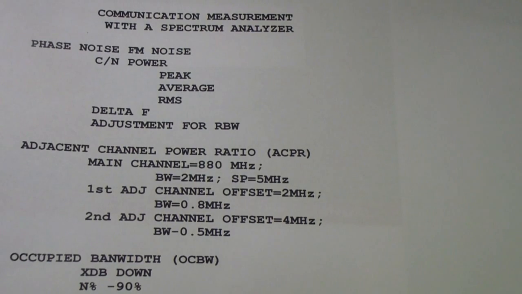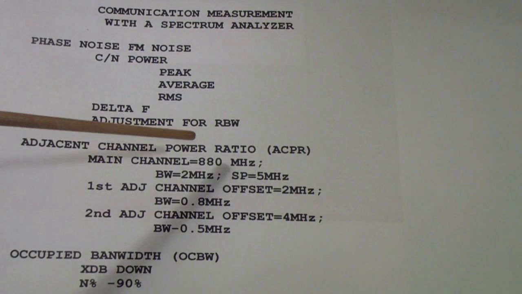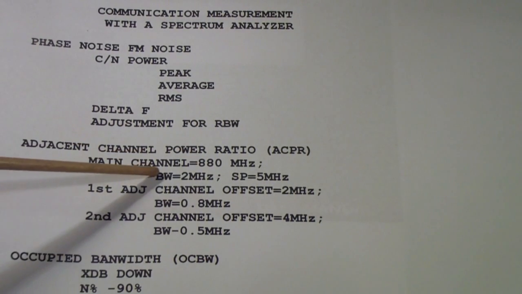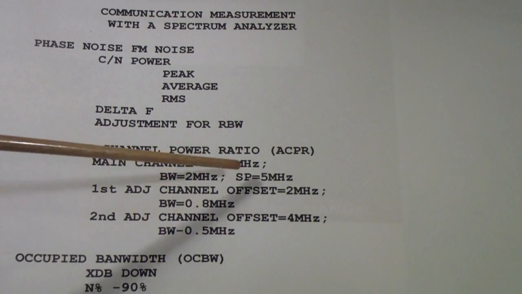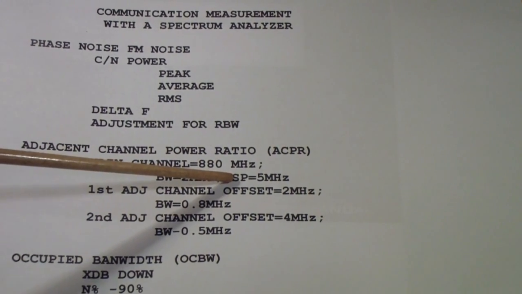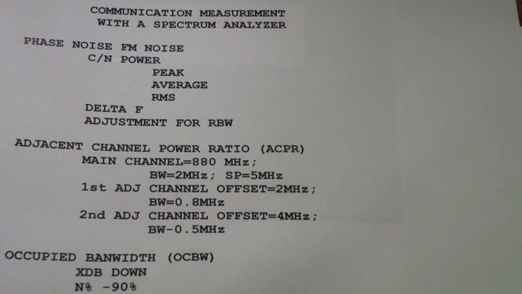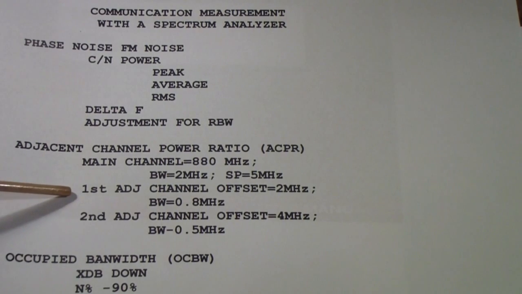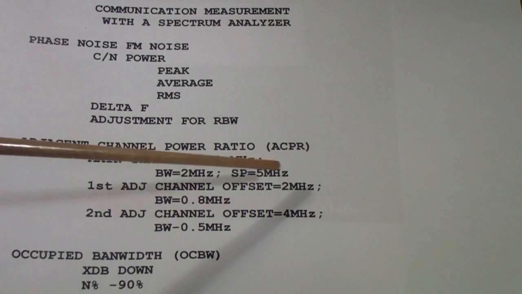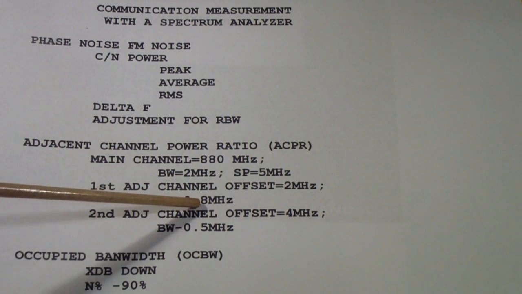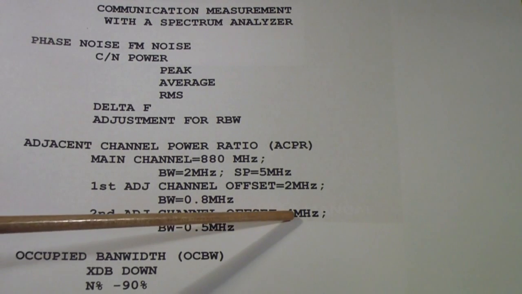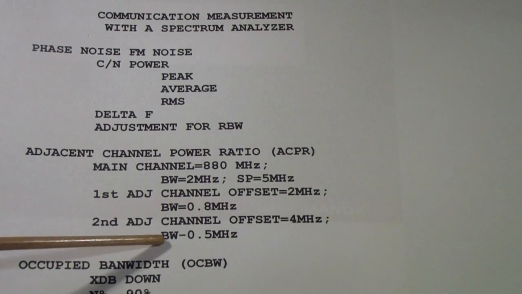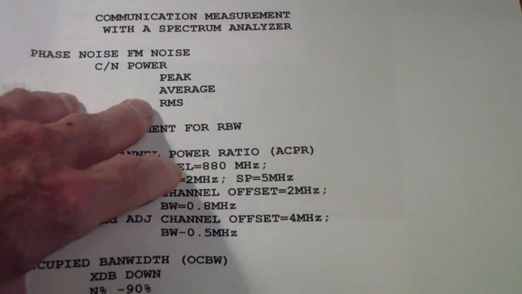We're going to set up a main channel at 880 megahertz with a main channel bandwidth of 2 megahertz, a main channel space of 5 megahertz. You'll see this in a minute when we set up the spectrum analyzer. A first adjacent channel with an offset of 2 megahertz and a bandwidth of 0.8 megahertz. A second adjacent channel which is 4 megahertz offset and with a bandwidth of 0.5 megahertz.